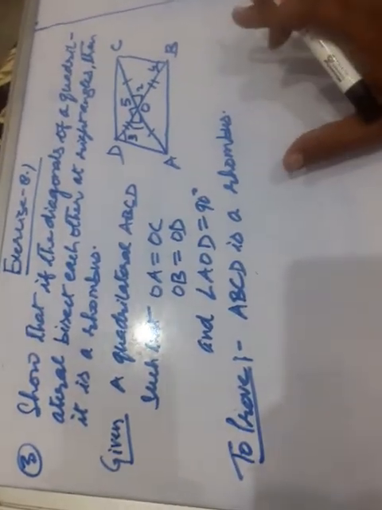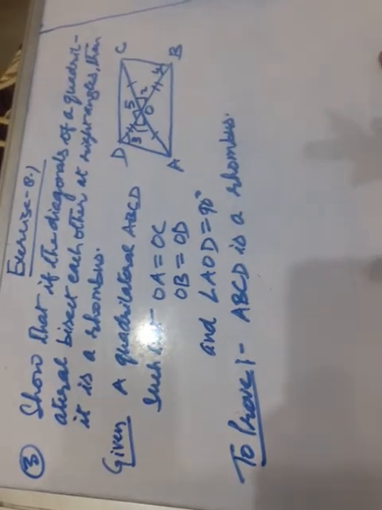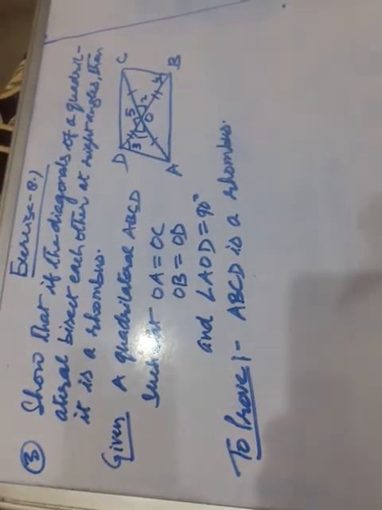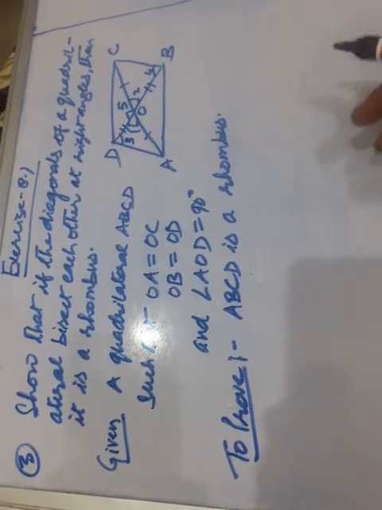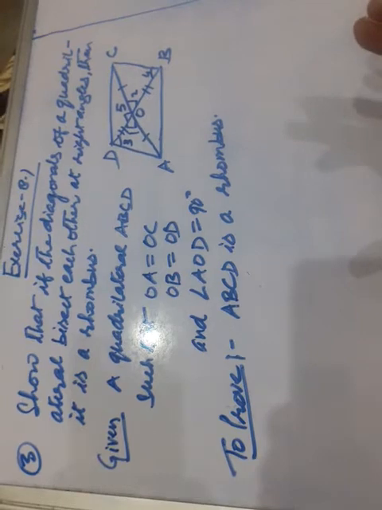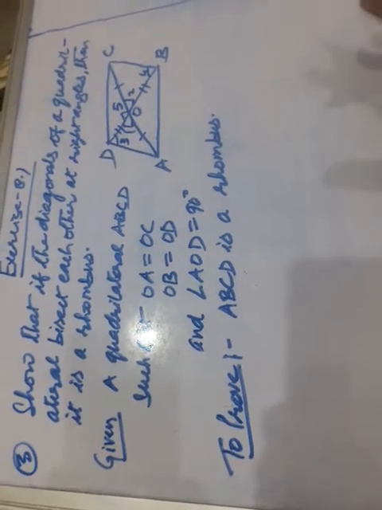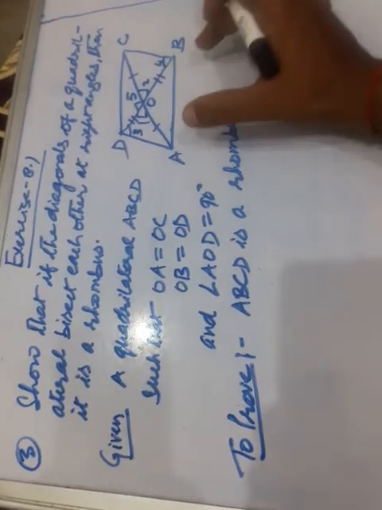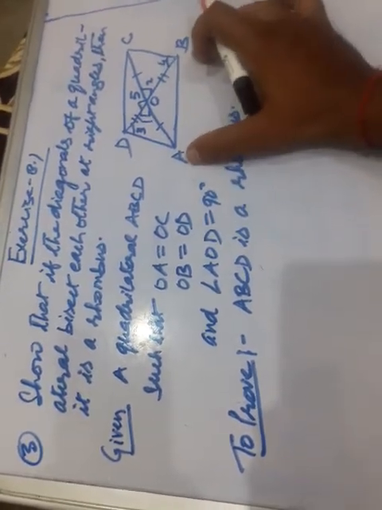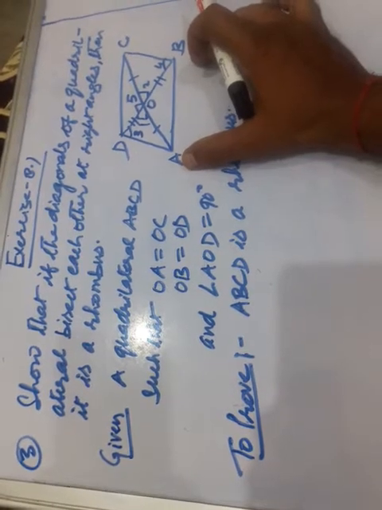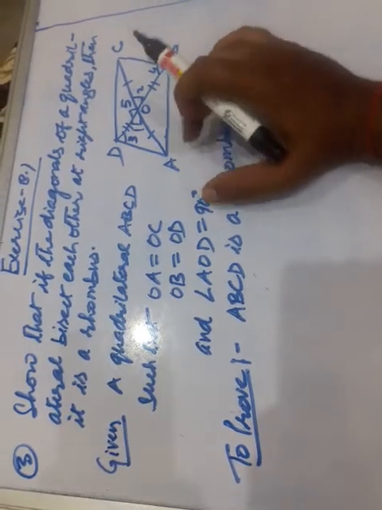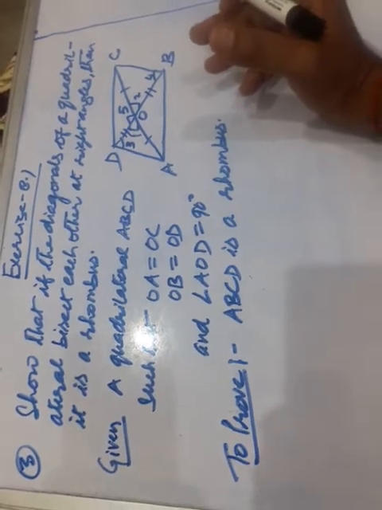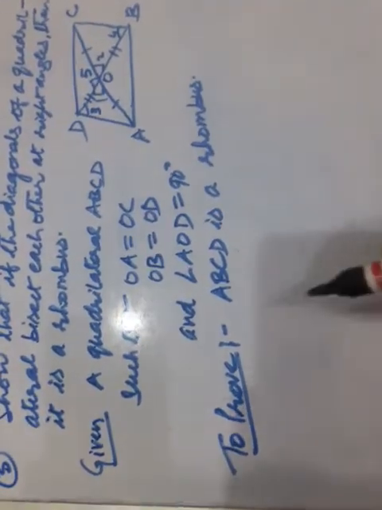Notice that see, a rhombus is a parallelogram. First we will show that ABCD is a parallelogram. Then which type of parallelogram is a rhombus? A rhombus is a parallelogram with adjacent sides equal. Adjacent sides means AD equal to CD. If you show that, then it is a rhombus. So the first step, we will show that ABCD is a parallelogram. Then we will show that adjacent sides of the parallelogram are equal, then it becomes a rhombus. Okay, children, let us see the proof now.